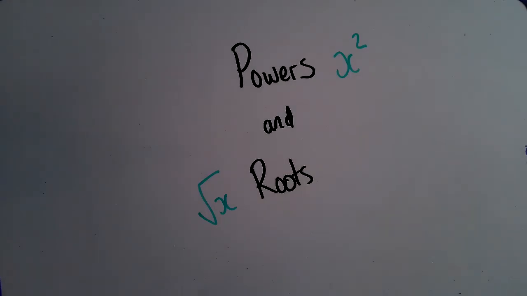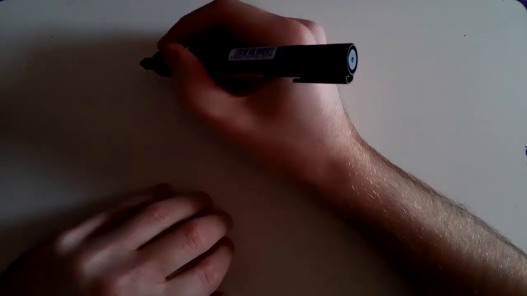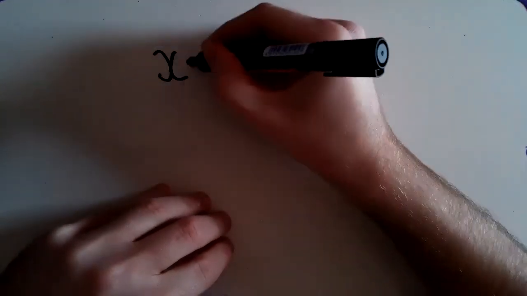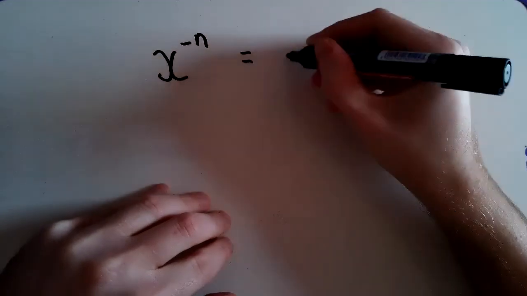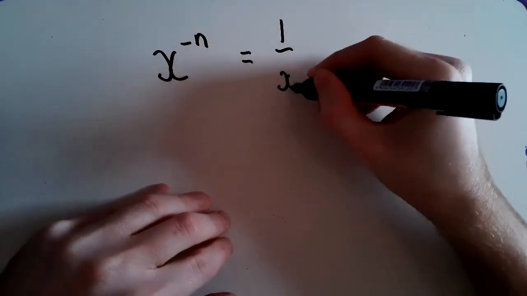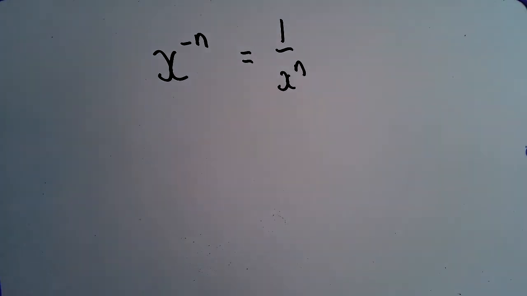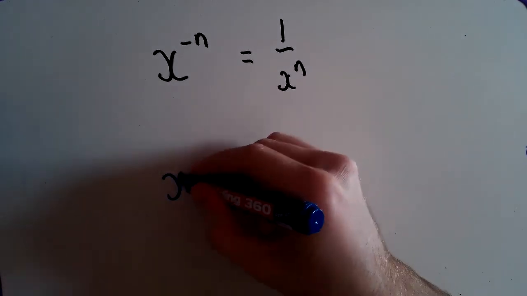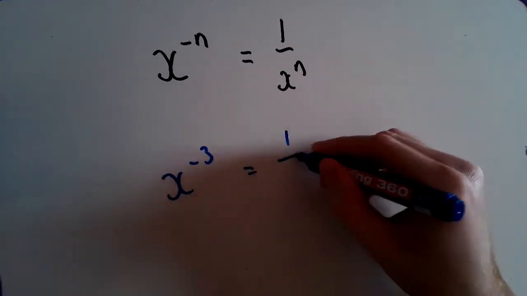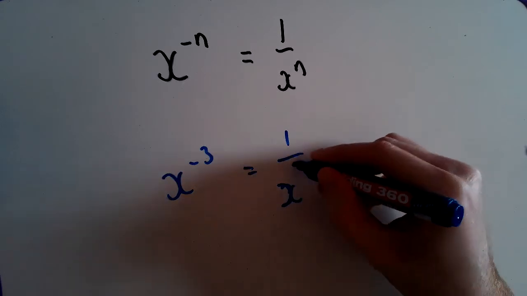Okay, we're now going to look at misconceptions with powers and roots. So first of all, let's look at the facts. We know that x to the power of minus n means 1 over x to the n. So something like x to the minus 3 is 1 over x cubed.